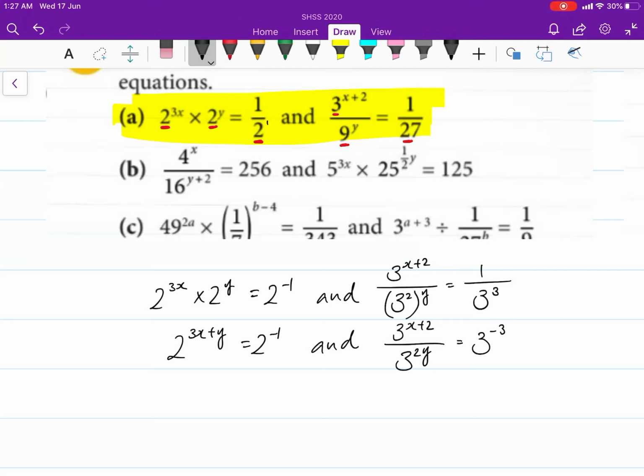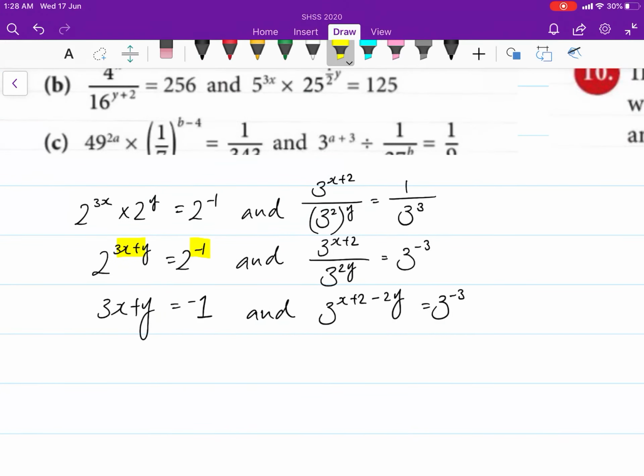Continue to simplify. The power equals to the power. So 3x plus y equals to minus 1. And using indices law, this is 3 to the power of x plus 2 minus 2y equals to 3 to the power of minus 3. Again, comparing powers, I'll get x plus 2 minus 2y equals to minus 3.